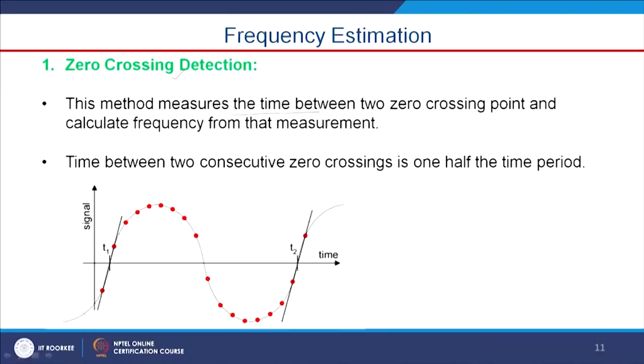The first technique is the zero crossing based technique. It is very easy, but the technique is erroneous when the signal has some noise. The noise will create problems. This is important: this method measures the time between two zero crossing points and calculates the frequency from the measured value. This is the concept of this particular technique.